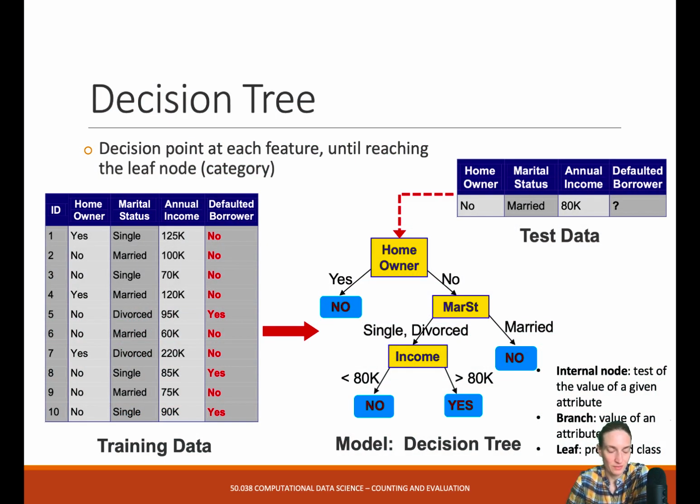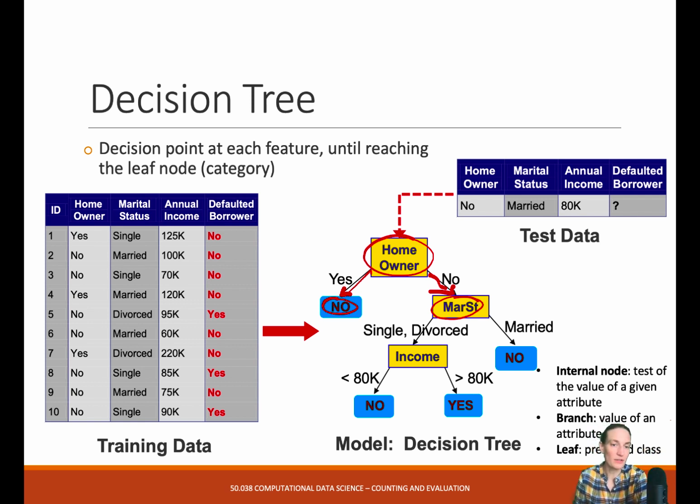Here's a picture of a very small decision tree. As you see, it consists of nodes, the square boxes, branches and leaves. Okay. The leaves will be our eventual predicted classes. The nodes will be tests of a value, meaning of an attribute, and the branches will be the respective values that we're testing for that particular attribute. Okay. In this case, homeowner, yes or no.